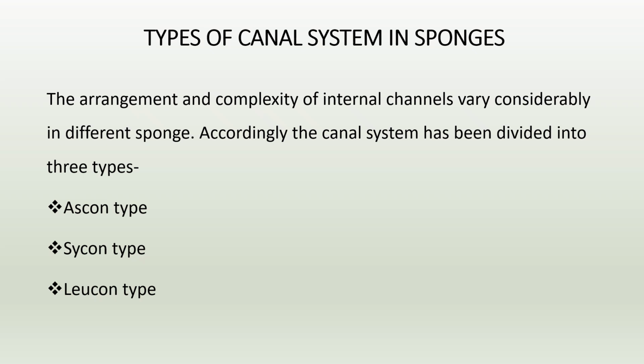Types of canal system in sponges. The arrangement and complexity of internal channels varies considerably in different sponges, and accordingly, the canal system has been divided into three types: the ascon type, the cycon type, and the leucon type.